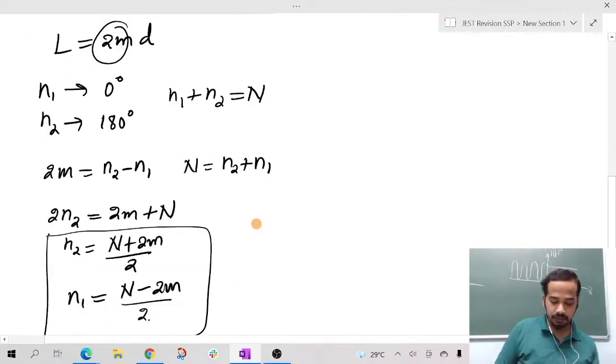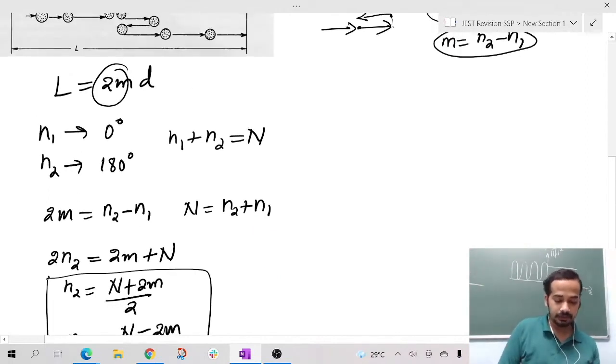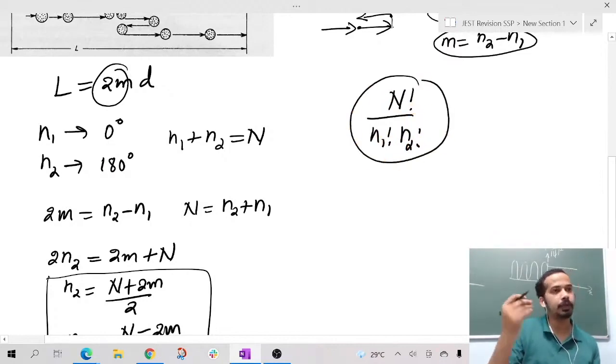Yes, sir. Now, the number of possible ways of getting n1 links at 0 degree and n2 links at 180 degree is nothing but permutation with repetition. Out of n, n1 are of one type, n2 are of the other type. So this is the total number of possible ways for permuting them. The total number of permutations of n objects, out of which n1 are of one type and n2 are of the other type, can be given by this ratio, isn't it?